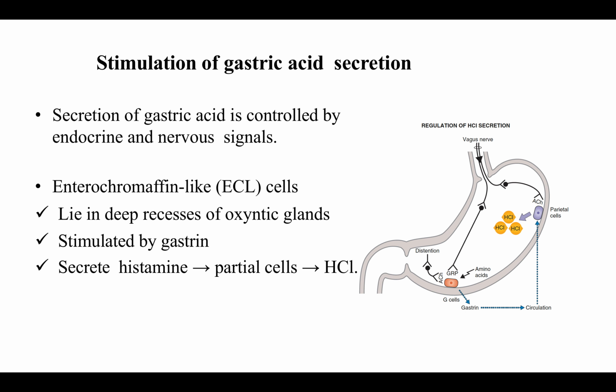There is an important structure in the oxyntic glands called enterochromaffin-like cells or ECL cells. These important cells are stimulated by gastrin, and the secretory product is histamine. Histamine works on the parietal cells, resulting in stimulation of these cells to produce more hydrochloric acid. So ECL cells produce histamine and are stimulated by gastrin.